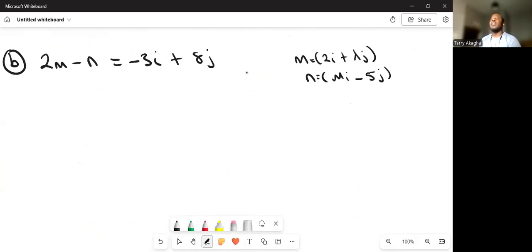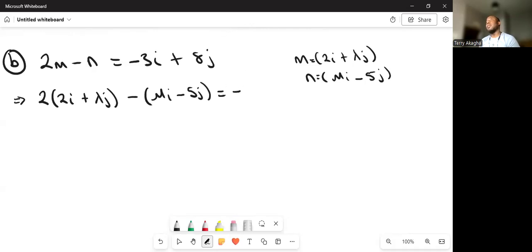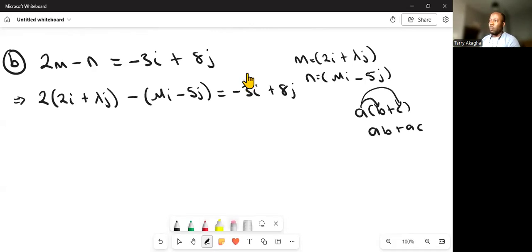So to proceed now, it's going to be 2m. The m is what? 2i plus lambda j, minus the n is what? Mu i minus what? 5j, and this is equal to minus 3i plus 8j. You open the bracket, okay? So I told you in algebra, we have a, b plus c. It's going to be a times b, will give you ab, and a times c will give you what? ac. So that's how you do it.